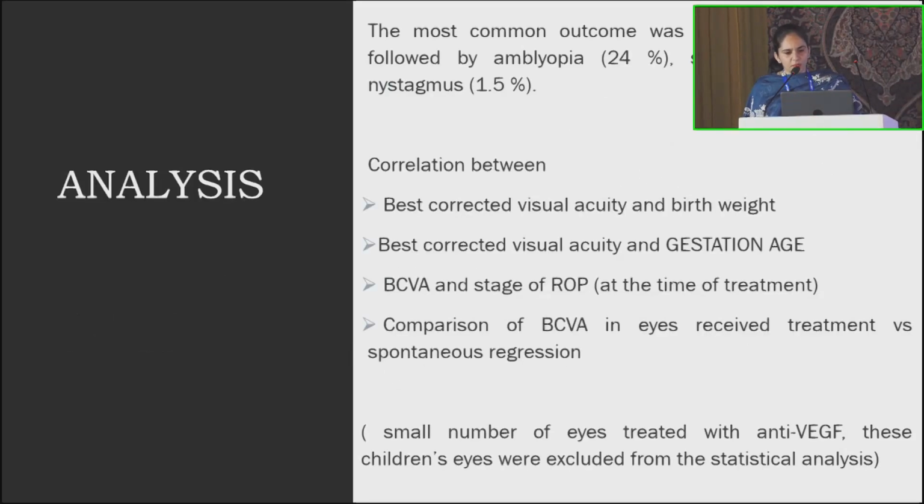On analysis, the most common outcome was refractive error, followed by amblyopia, strabismus and nystagmus in one patient. We also studied the correlation between the best corrected visual acuity and the birth weight, BCVA and the gestation age, BCVA and the stage of ROP at the time of treatment, and the comparison of best corrected visual acuity in eyes that received treatment versus those that underwent spontaneous regression.